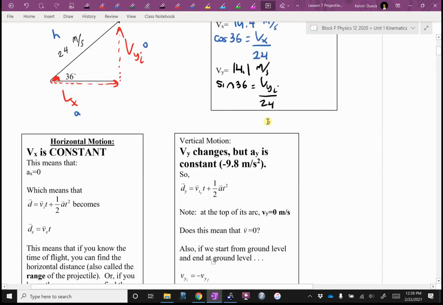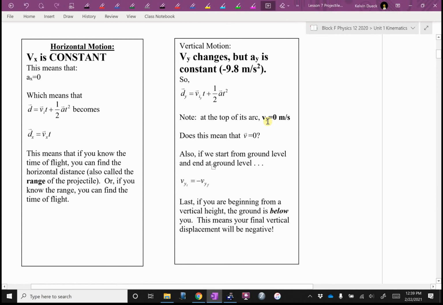When you're studying for a test, these two charts here are nice summaries. This is what you should know. For horizontal motion, Vx is constant because Ax is 0. Or because Ax is 0, Vx is constant. Or because Vx is constant, Ax must be 0. Those two imply each other.